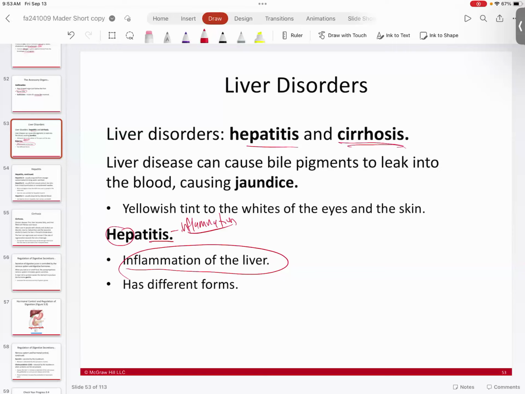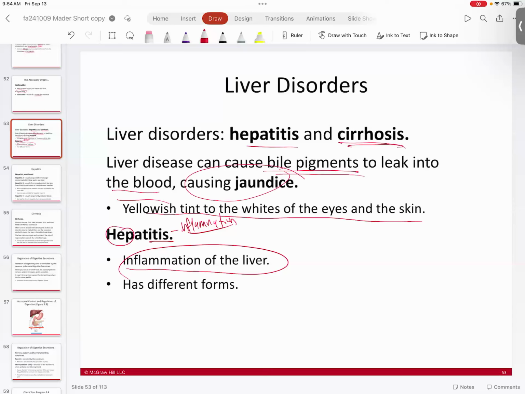The other one is cirrhosis. Osis means the condition of. And in cirrhosis, basically, you have scarring of the liver tissue, which causes it to not be able to work functionally. So it's not able to deliver bile functionally. And so what happens is your bile pigments will start to leak into the bloodstream, and that causes jaundice, which is basically this yellow tint in the eyes and the skin.